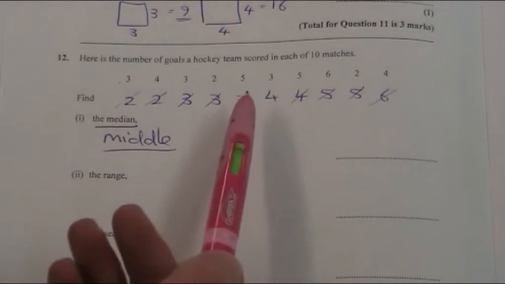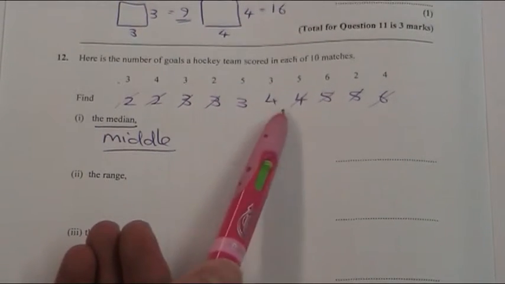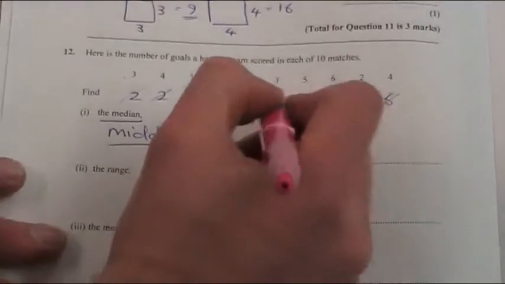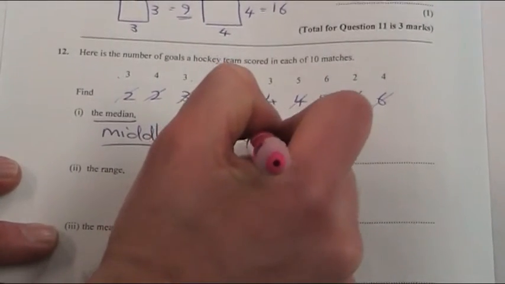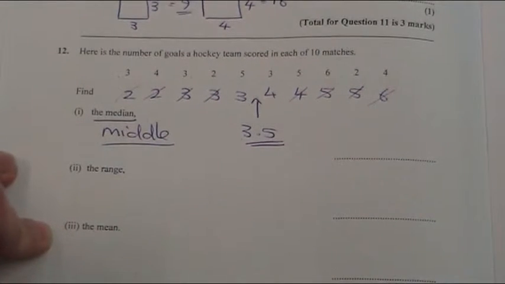The last 2 numbers we're left with is 3 and 4. So what is halfway, or the middle of 3 and 4? You should be able to see that would be 3.5. So the answer for the median is 3.5.